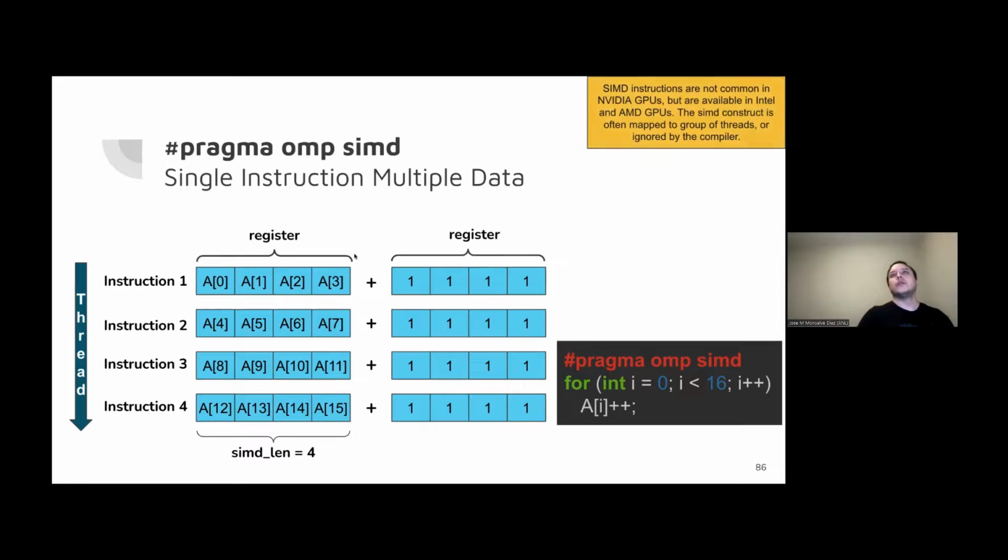Okay, so SIMD instructions are not common in NVIDIA GPUs because NVIDIA GPU cores do not use SIMD extensions, but they are available in AMD and Intel GPUs. And the SIMD constructs can be mapped to a group of threads depending on the compiler, or they can be ignored by the compiler. So for example, LLVM right now ignores it, but there are efforts right now trying to map the SIMD construct into something that is called the warp in the GPU.